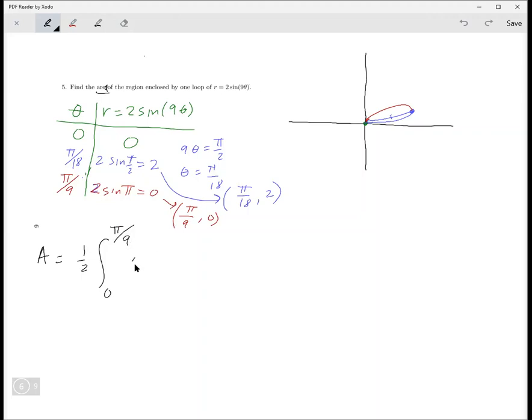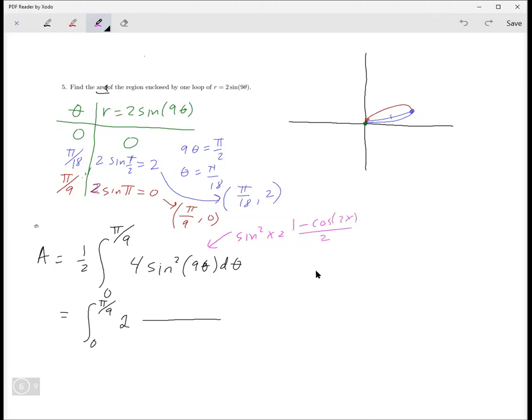Okay, so then just square that. So that's 4 sine squared of 9 theta d theta. Oh boy. 1/2 times 4 is 2. Well, isn't that nice? So I'll just put the 2 in there because we're using the formula sine squared x is 1 minus cosine of 2x all over 2.